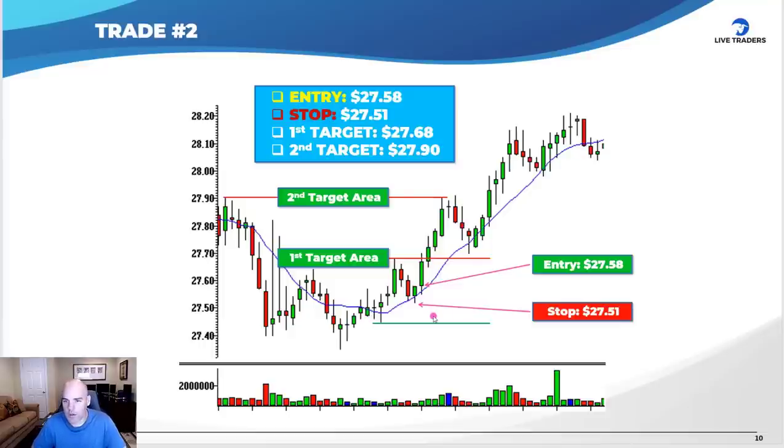Is the risk to reward there? 7 cents all the way up to the first target area, which is 10 cents, yes. 1.5 to 1 is probably acceptable enough, check. So there's some check marks here. You'd get through a good portion of your list. You could even argue you might be at minor price support right there.